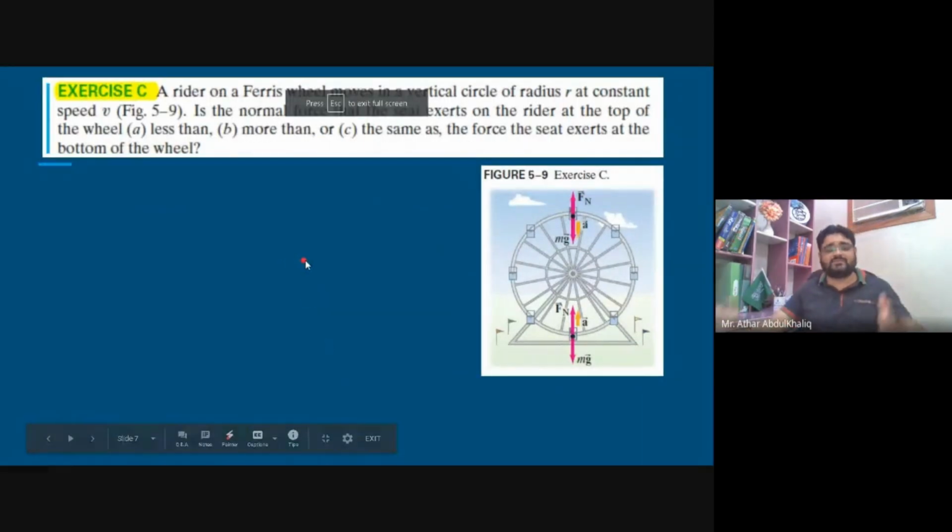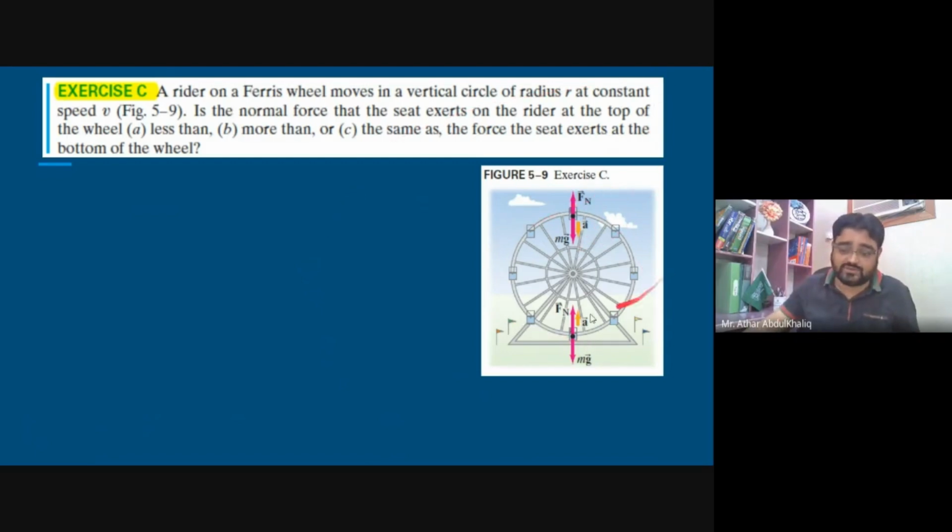I want you guys to answer this question. There is a rider on the Ferris wheel. He is enjoying, and I know you also enjoy when you go to Playland and sit on these kinds of Ferris wheels. It is moving in a vertical circle of radius r at constant speed. Speed is not changing. Is the normal force that the seat exerts on the rider at the top of the wheel less than, more than, or the same as the force exerted at the bottom?